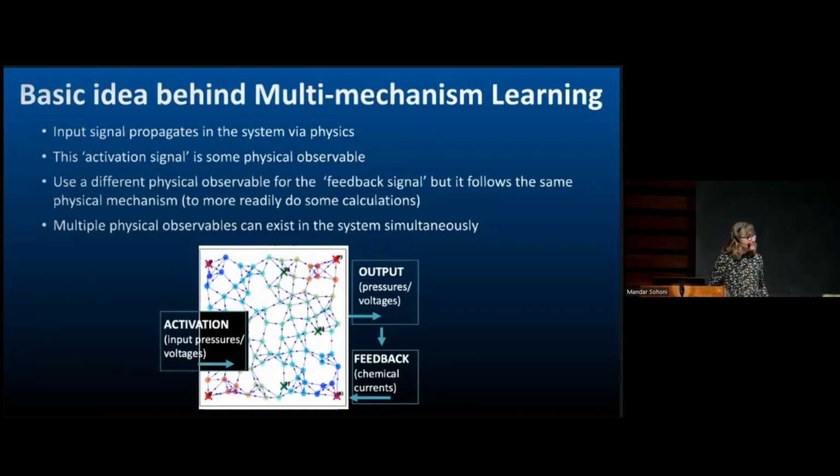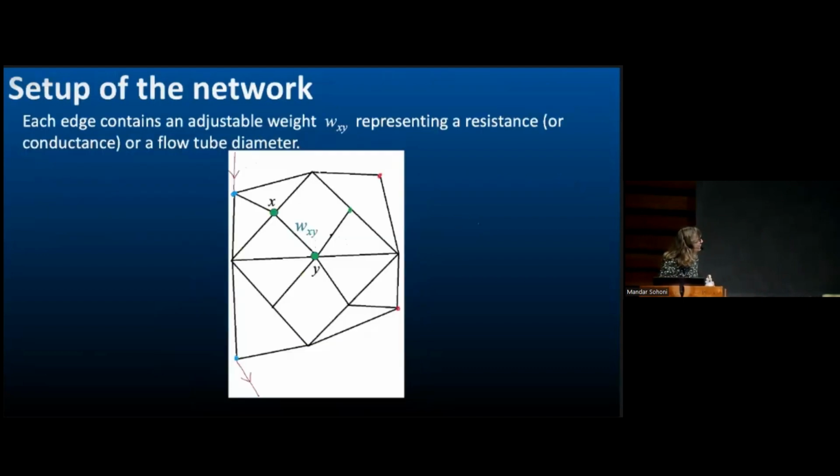That's our state variables, our fast physical variables. It's some physical observable, the activation signal. And then we use a different physical observable for the feedback signal. But in this case, it's going to follow the same physical mechanism. It doesn't necessarily have to. It just makes the math a little bit easier in this case. So you could have, in principle, two different physical mechanisms, the activation and the feedback. And so again, the idea is that multiple physical observables can exist in the system at the same time. So here's your schematic.